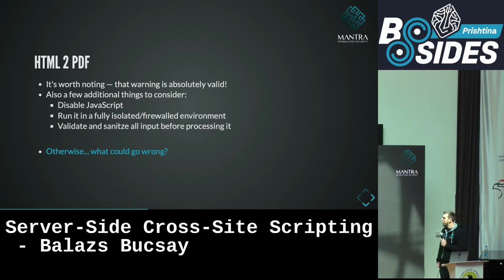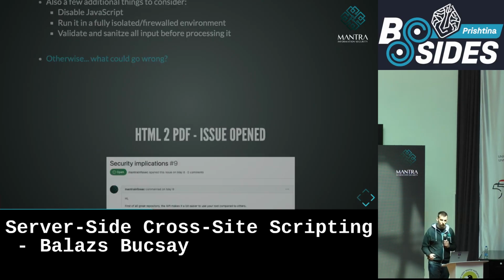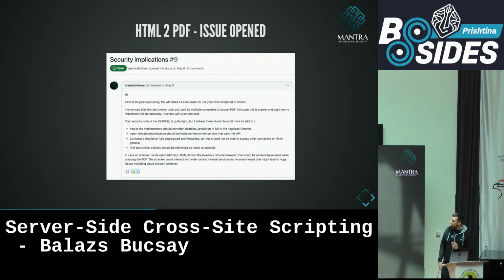For example, I would disable JavaScript. I would put this Docker container into a fully isolated firewall environment, so it wouldn't be able to access anything else on the network. And also, you might want to validate and sanitize all inputs that are going into the container, right? Because I told you, if you have improper input validation, input sanitization, and output sanitization, then you are going to have issues.